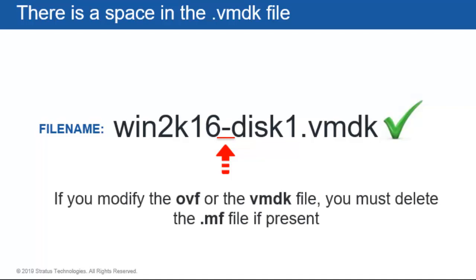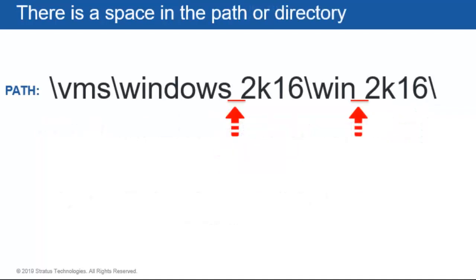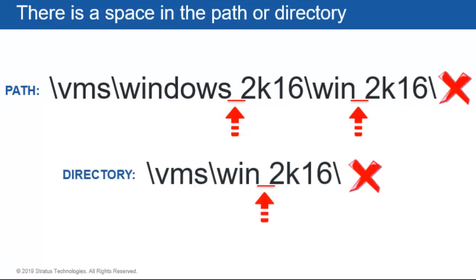If you do modify the OVF or VMDK file, you must delete the .mf file if present, as the checksum will fail on the import. This file is optional. Related to the space in the .vmdk file name, if the path to the file has a space, or the directory name has a space, the import will also fail.